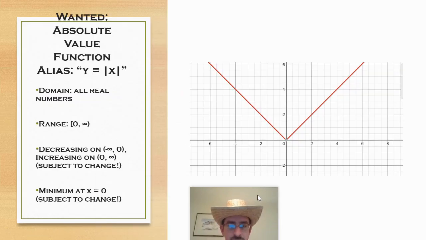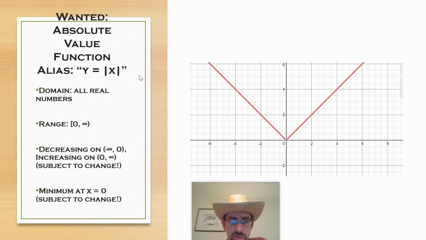Wanted, absolute value function. That's the function with the bars around it. Looks like a V. Domain, all real numbers. Range, y bigger than or equal to 0. Just like the quadratic, looks so similar to it, but it is composed of two linear functions defined on their own domains. Decreases from negative infinity to 0, increases from 0 to infinity, also subject to change. You never know what this function will do. Minimum at x equals 0, also passes through the origin.